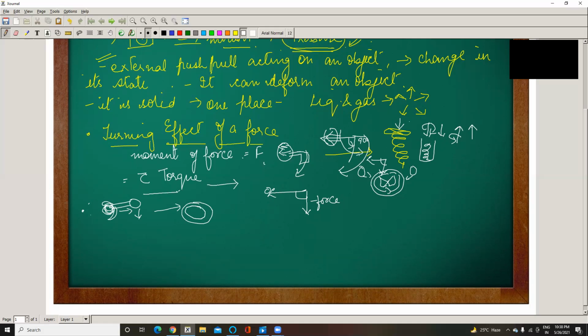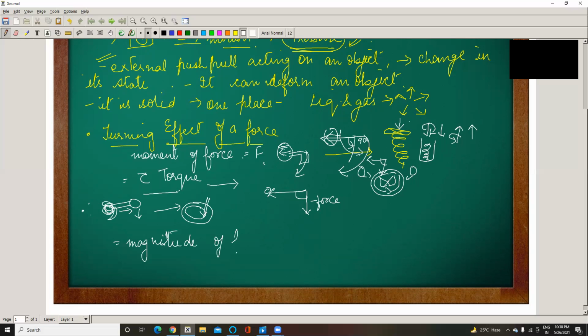Less force will be needed and it will work properly. So what are the factors? We can say the turning effect on an object definitely depends upon the magnitude of the force applied. What will be its magnitude?